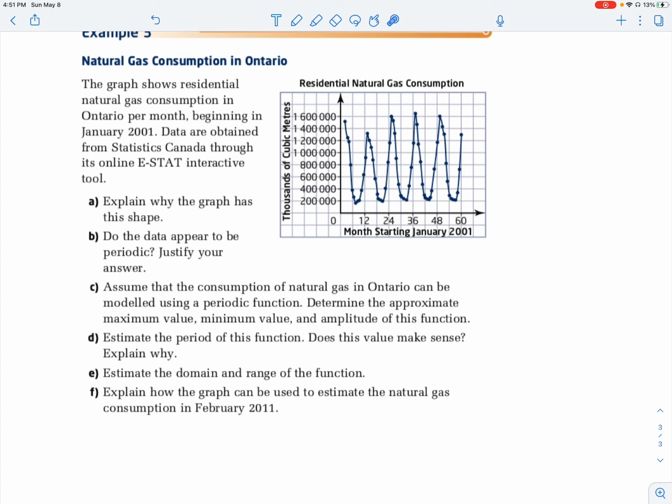So it is natural to expect this pattern to repeat because every year our weather is pretty consistent. Our coldest months are usually at the end of January and in the beginning of February, and every year that seems to repeat. So we can just write that out here for why it has this shape.